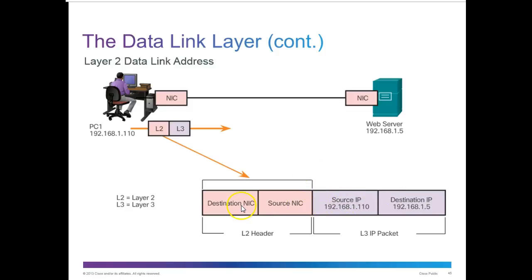Every data link layer puts on the MAC address. The MAC address is a layer 2 address. So every frame has to have a source and destination MAC address to go along with the layer 3 IP packet. So remember, layer 2 is MAC, layer 3 is network addressing, IP addressing.